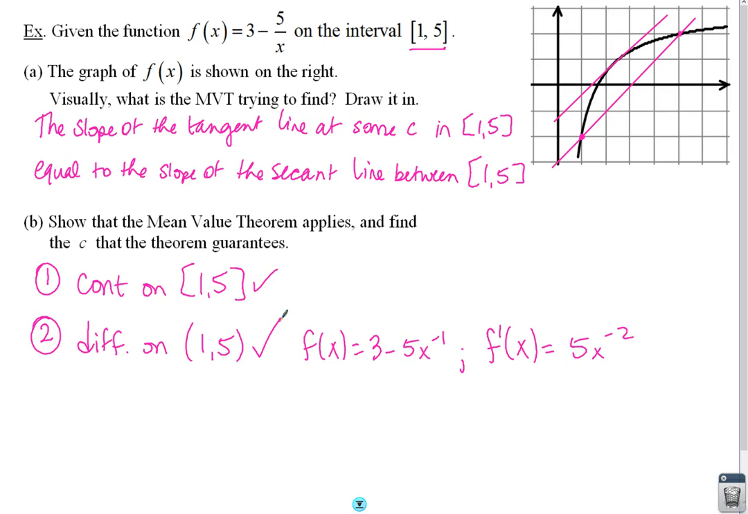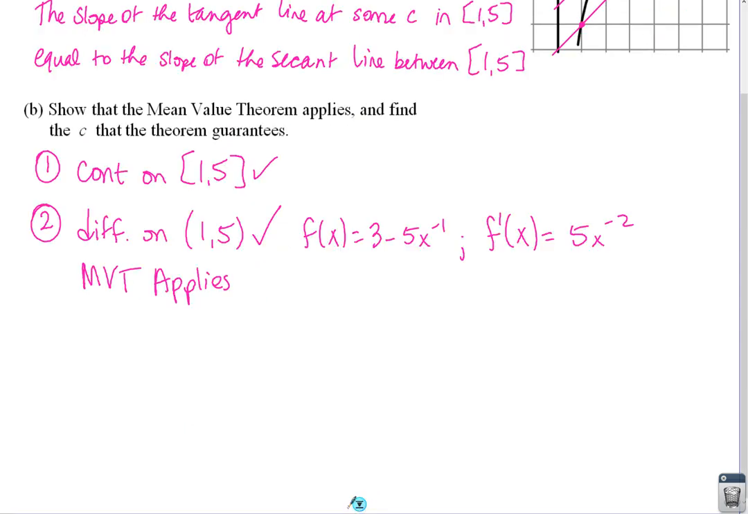If I had an interval that encompassed x equals 0, I would have a problem. But because 0 is not in the interval that we're looking at, we are good to go. So it's continuous on the closed interval, differentiable on the open interval. MVT can apply.